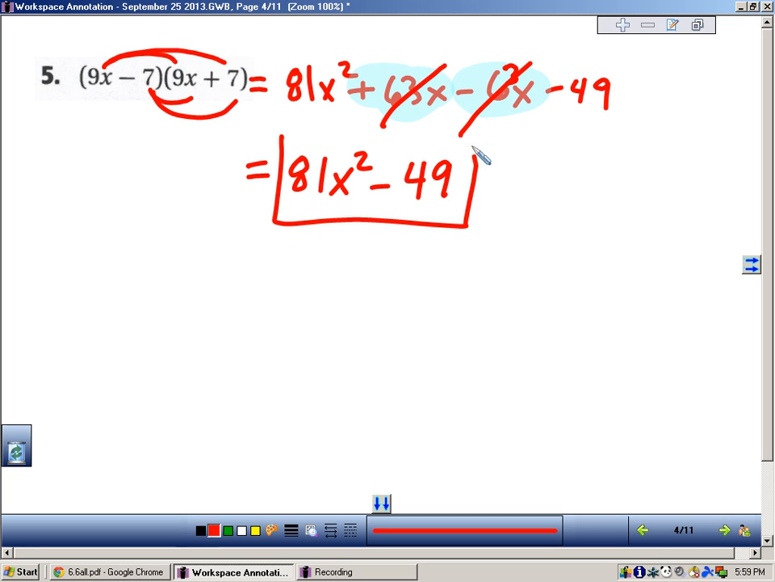And so the pattern appears to be that you're squaring the first term, and then you're also squaring the last term. And since you're taking the sum and difference, the value of your last term would be negative 49, not positive 49. Okay?